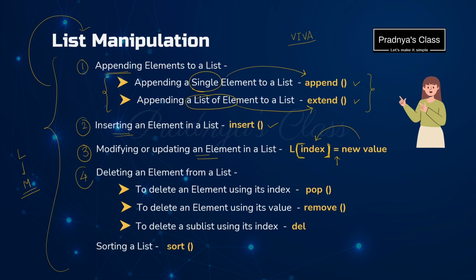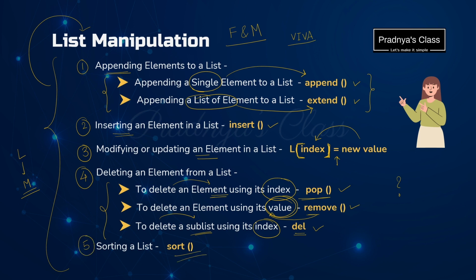If you need to delete an item from the list, we have three options. The first one is pop, second is remove, and the third one is the del statement. Now, what's the difference between these three? First of all, look at the pop method. It deletes an element using its index, whereas the remove method removes the item using its value. Now what about the del statement? It is used to delete a sublist by using index. When you go through all the functions and methods of the list, you will get a clear understanding of it. Finally, to sort the elements of the list, we will be using the sort function.